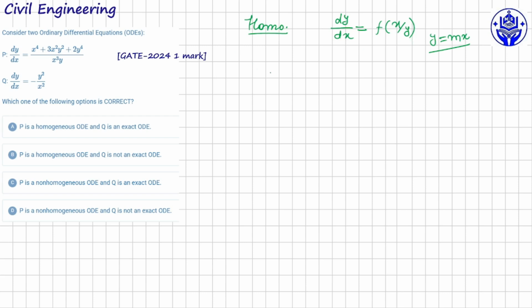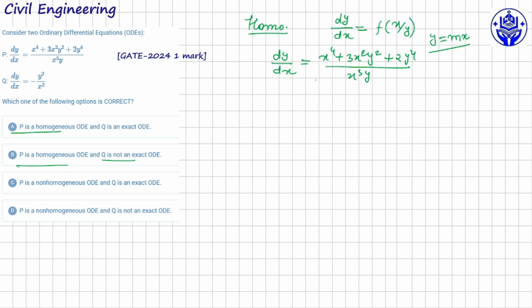It means, while taking dy by dx, it is saying that P is homogeneous and it is not exact. It is talking about P for homogeneous, and for Q it is talking about the exact differential equation. So we'll just check P for the homogeneous case. So it is x power 4 plus 3x square y square plus 2y power 4 upon x cube y.